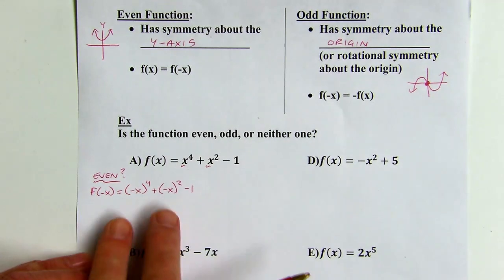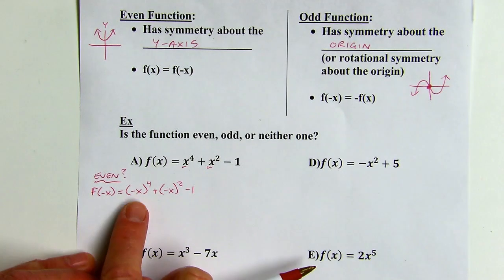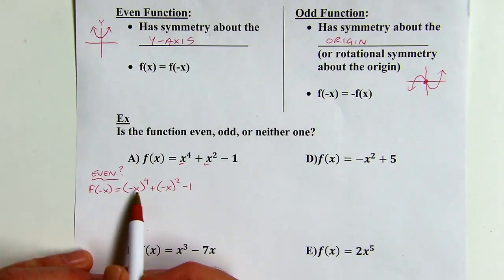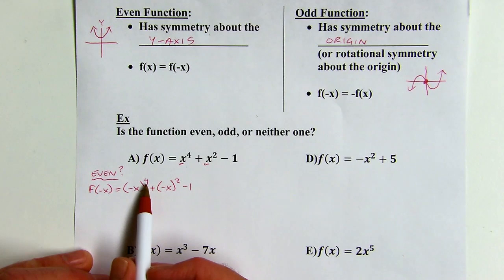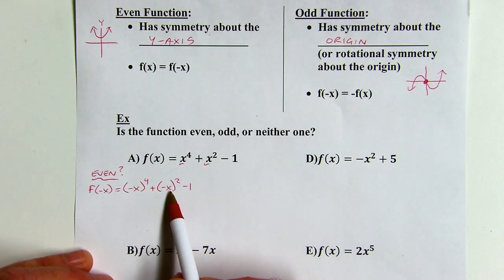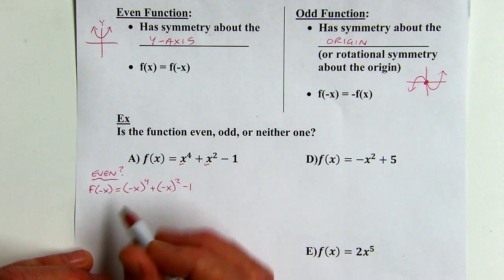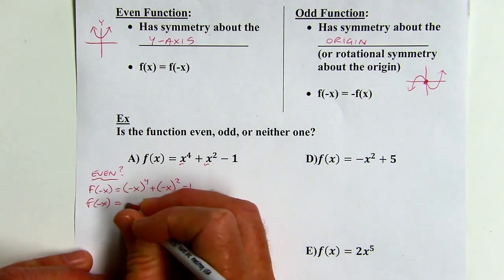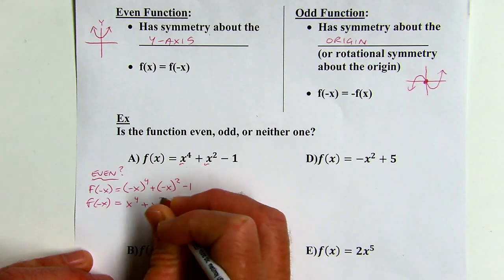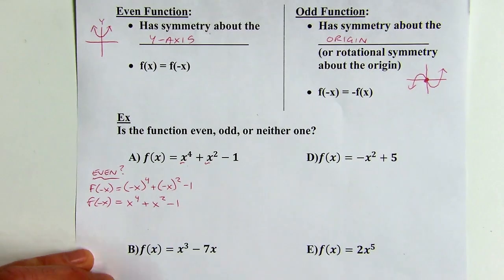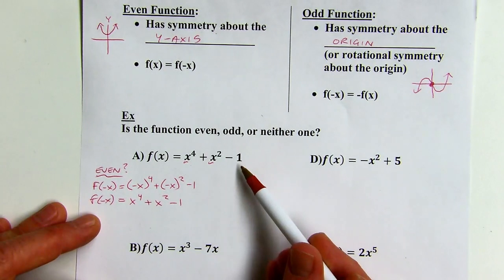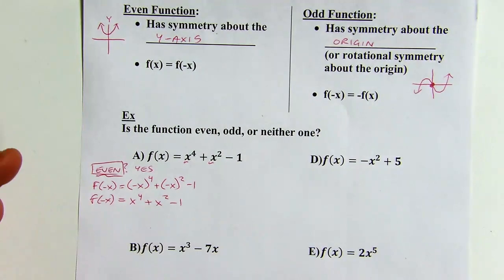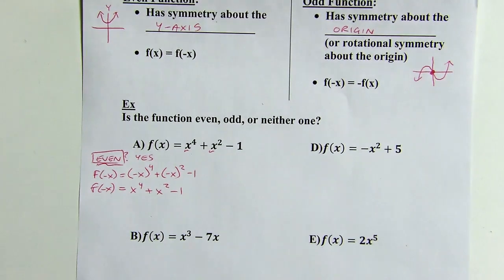Okay, now I need to simplify this. This is negative x times negative x times negative x times negative x. You can write it all out like that, but anytime you take a negative number and raise it to an even power, it's going to come out positive, right? You can think negative x times negative x comes out to positive x squared. Well, this is going to come out to positive x to the fourth plus x squared minus 1. Okay, so then I'm looking at this, hey, that's the same as my original function when I simplified it. So my answer here is yes, it is even. Okay, and I don't need to test if it's odd if I've already found out that it's even, because it's not going to be both.